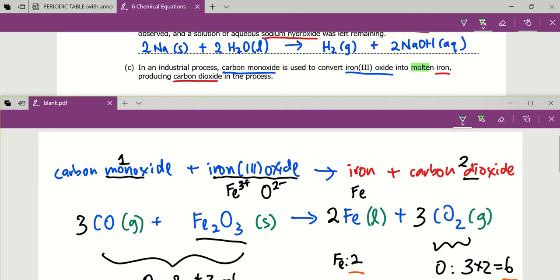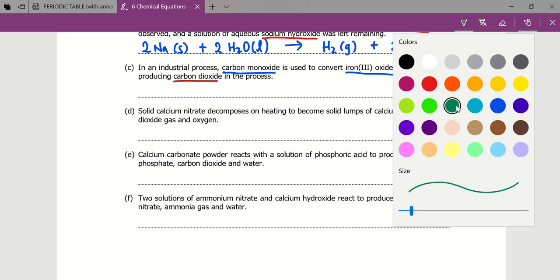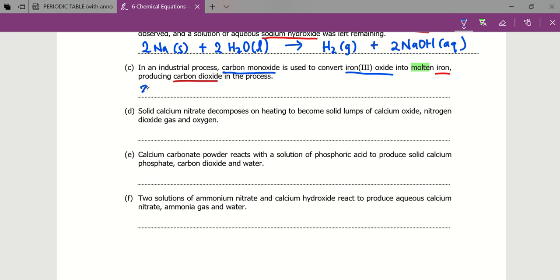So let us write it in our question. It will be 3CO gas plus Fe2O3 solid, arrow, 2Fe liquid plus 3CO2 gas. This equation is not that easy to balance. However, with practice, you will soon be able to do it.